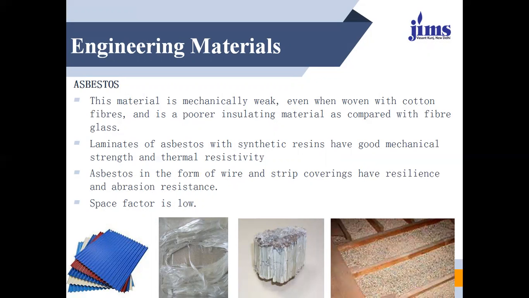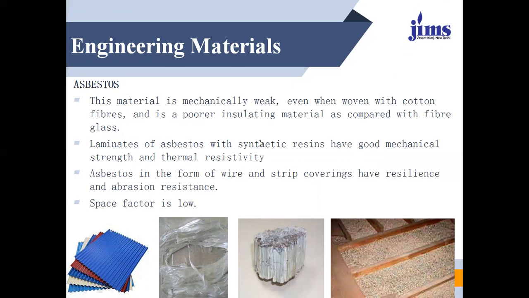First is asbestos. This material is mechanically weak even when woven with cotton fibers and is a poorer insulating material as compared with fiberglass. Laminates of asbestos with synthetic resins have good mechanical strength and thermal resistivity. Asbestos in the form of wire and strip coverings have resilience and abrasion resistance. Space factor is very low for them.